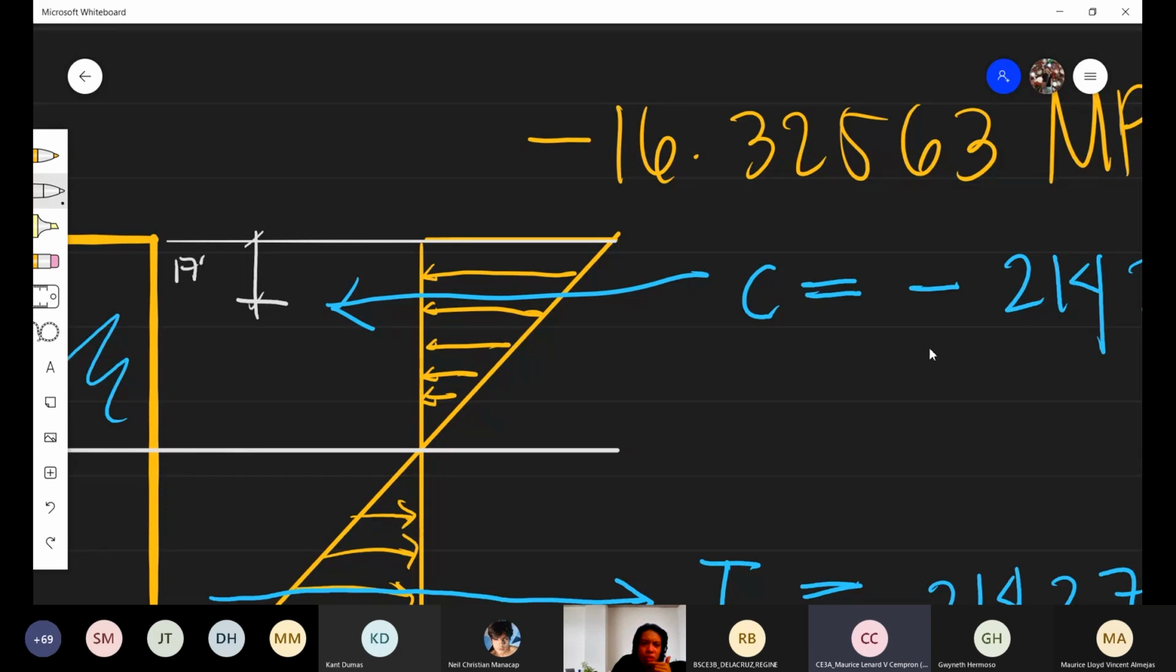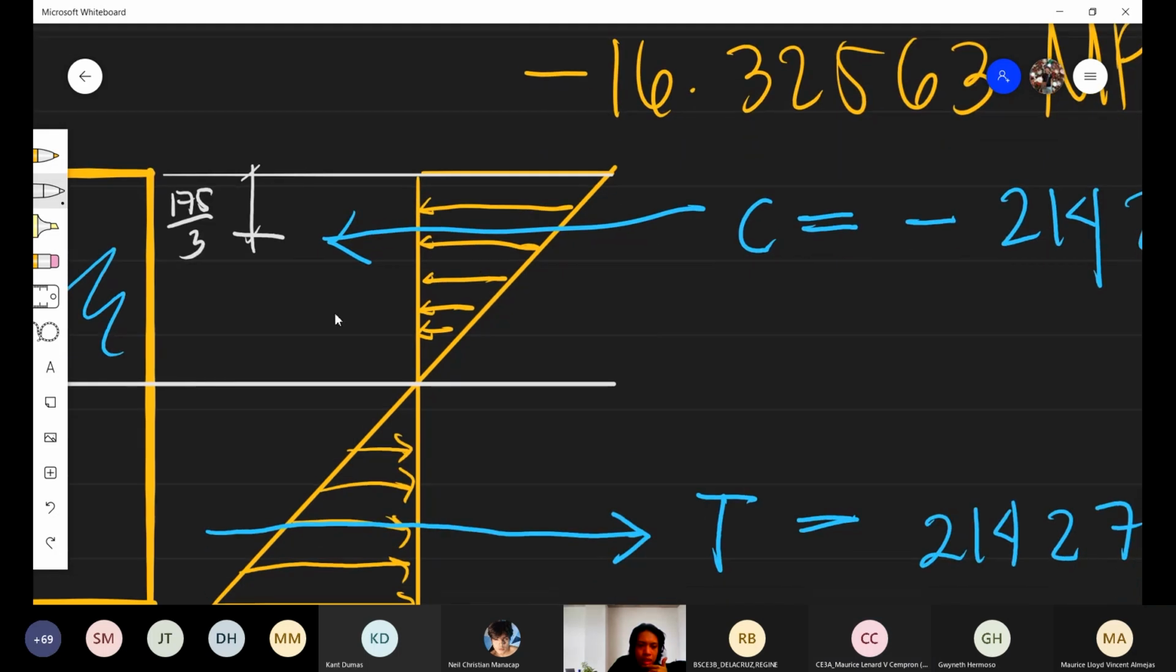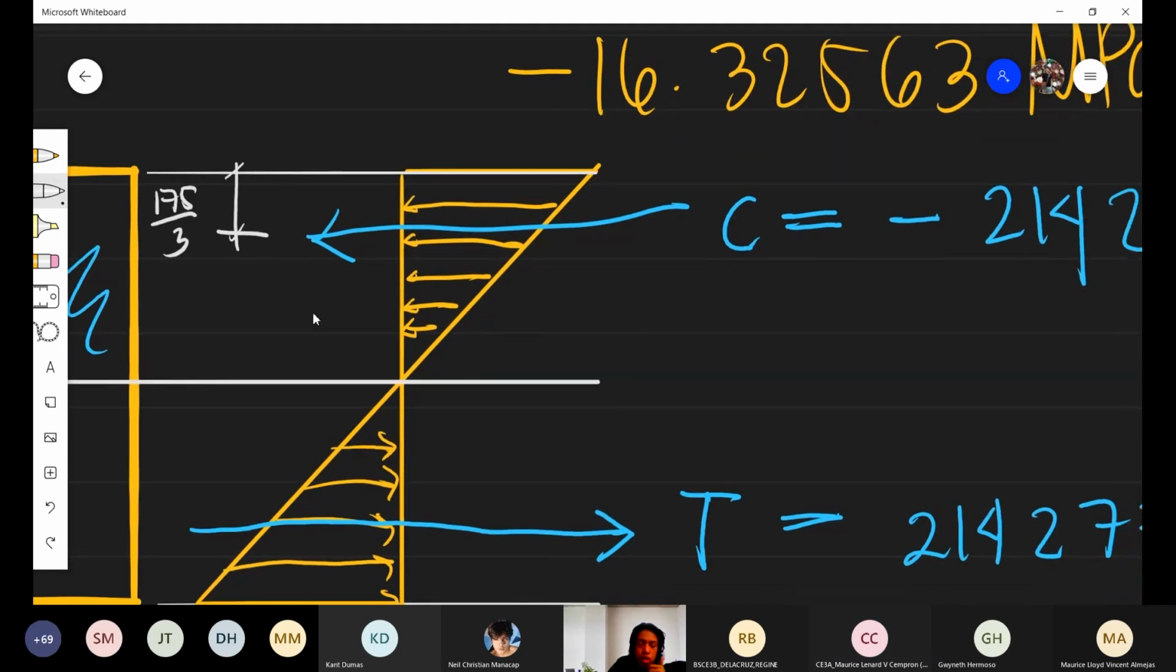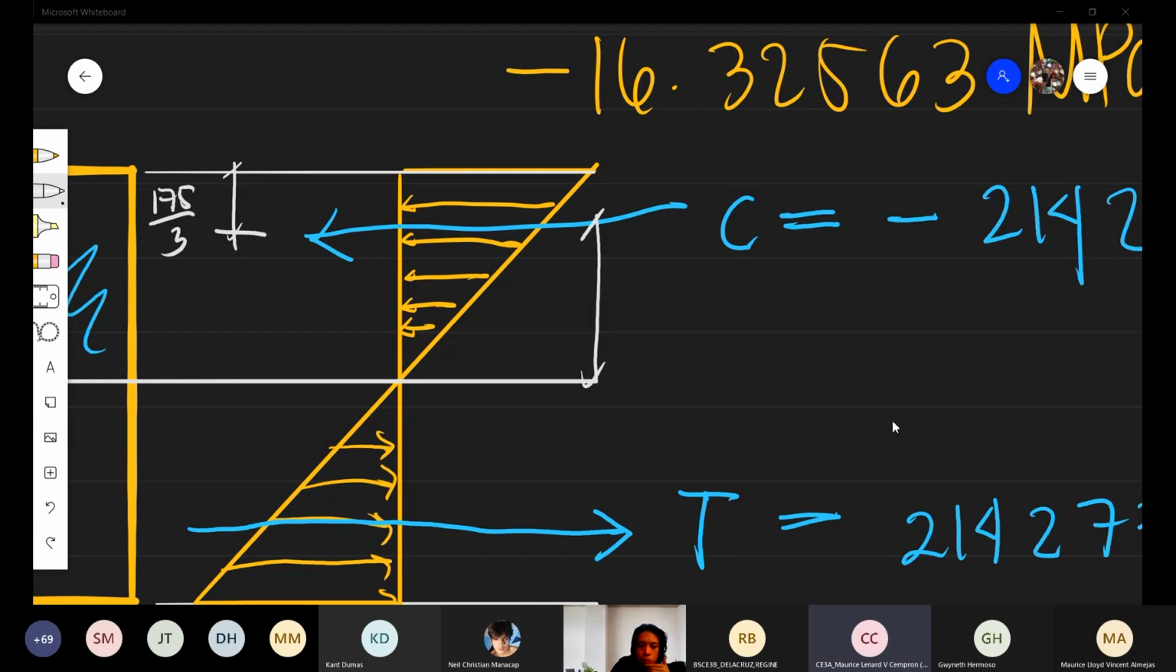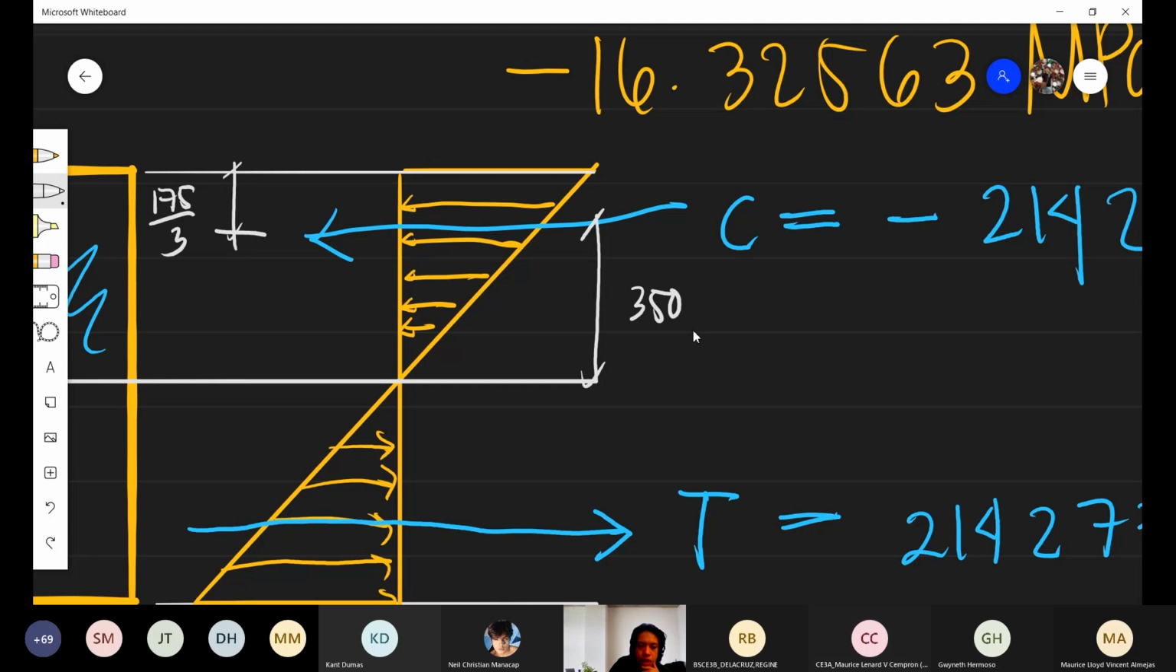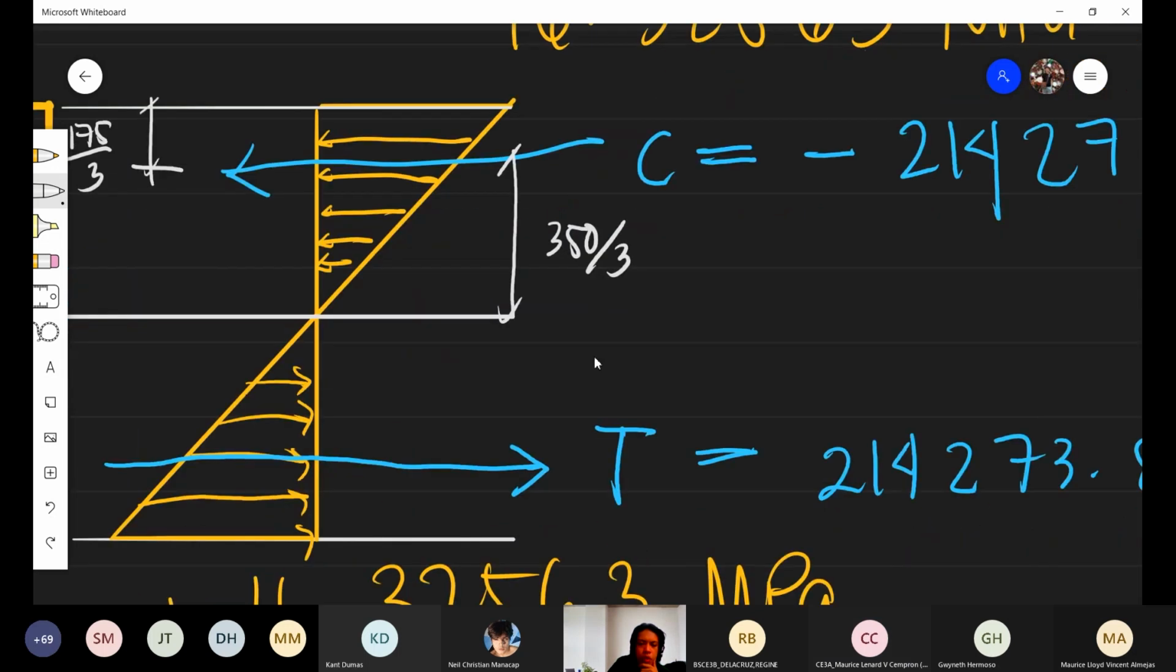Let us just use 175 over 3 so our answer is accurate. This other distance is 2/3, so times 2. That is 350 over 3. Okay, this is 350 over 3.